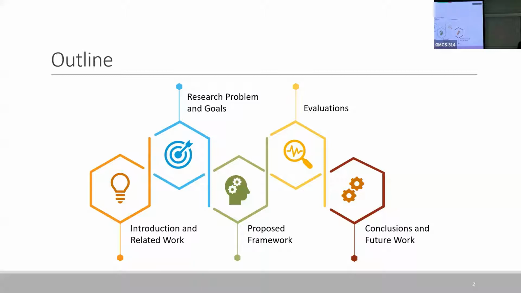The outline of my presentation is: first, I'm going to give an introduction and talk about the related works in this area. Then I'm going to give examples about what the goals of my research are and what is the basic problem that the research is going to address. After that, I'm going to talk about the proposed framework as well as evaluations, and finally, I will conclude this talk and talk about the future. Please just stop me anywhere if you have some questions.